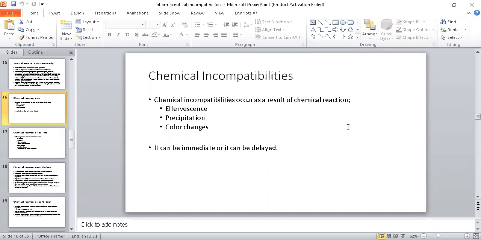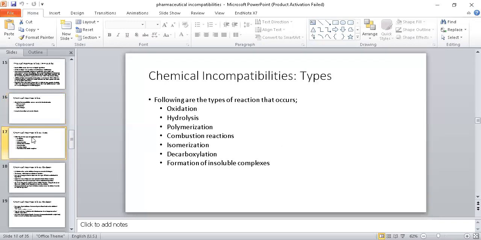In the last lecture, we discussed two types of incompatibilities: physical incompatibilities and therapeutic incompatibilities. Now we will discuss chemical incompatibilities. Chemical incompatibilities occur as a result of chemical reaction, such as effervescence, precipitation, and color changes. It can be immediate or it can be delayed.